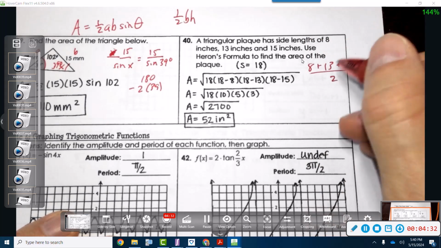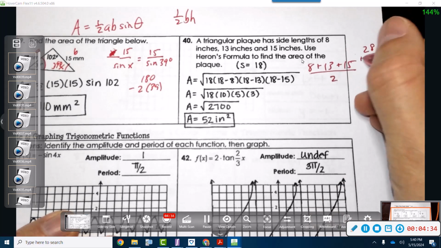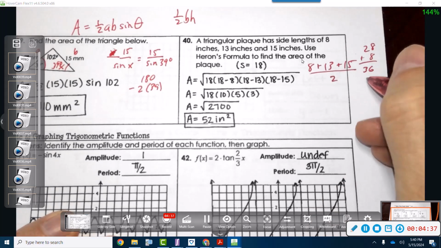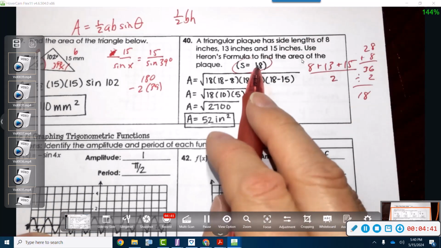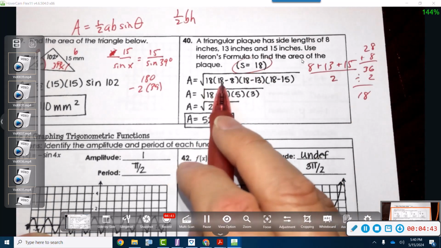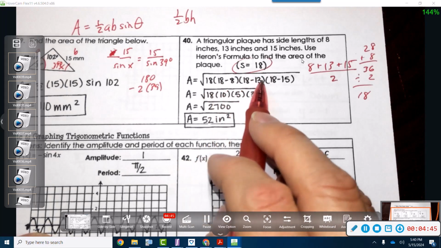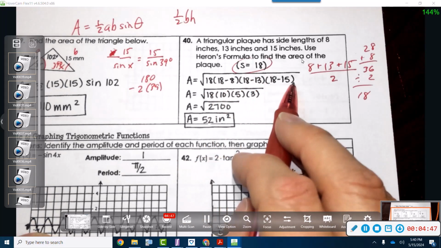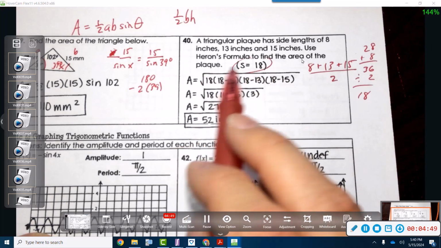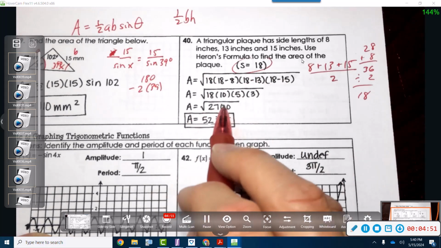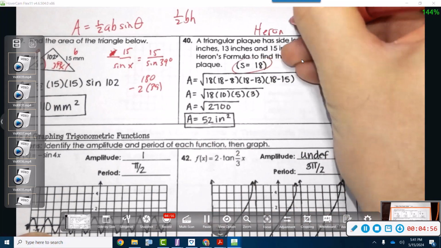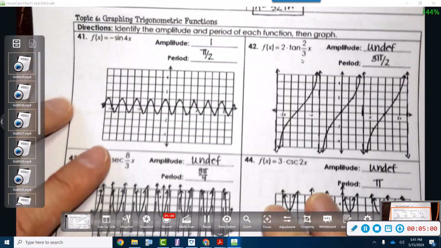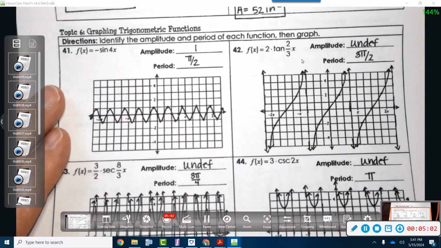And that's going to be 28 plus 8 is 36. Divide that by 2, and you will get 18. So that is our S. Then you go 18 minus one leg, 18 minus the middle leg, 18 minus the last leg. Whatever that is, punch that in, take the square root, and that's the area. So this is Heron's formula. These guys, if it's just basic sine, cool.